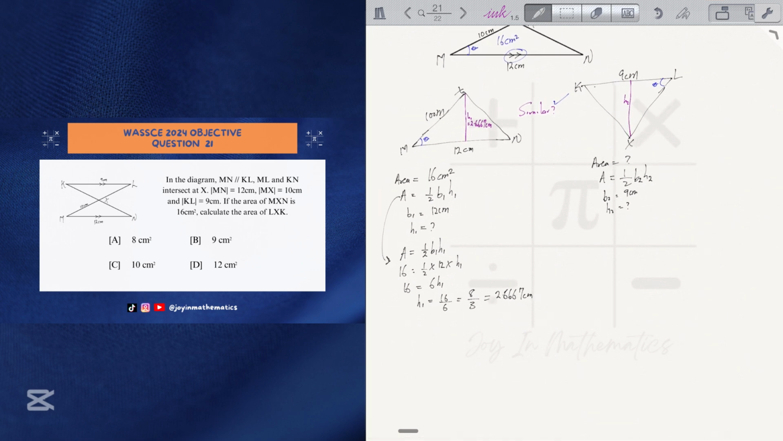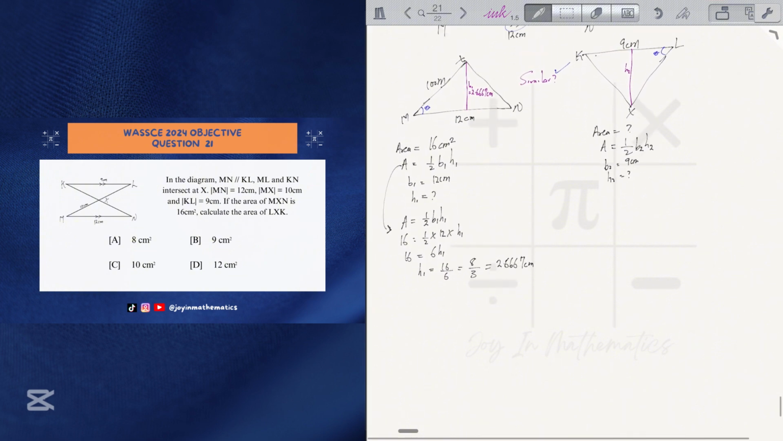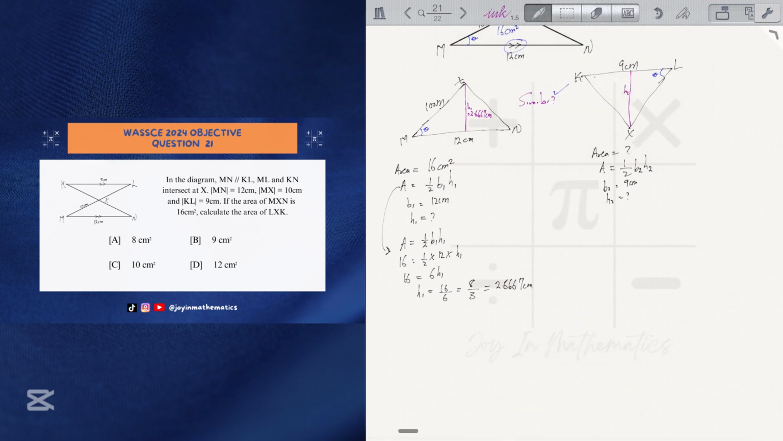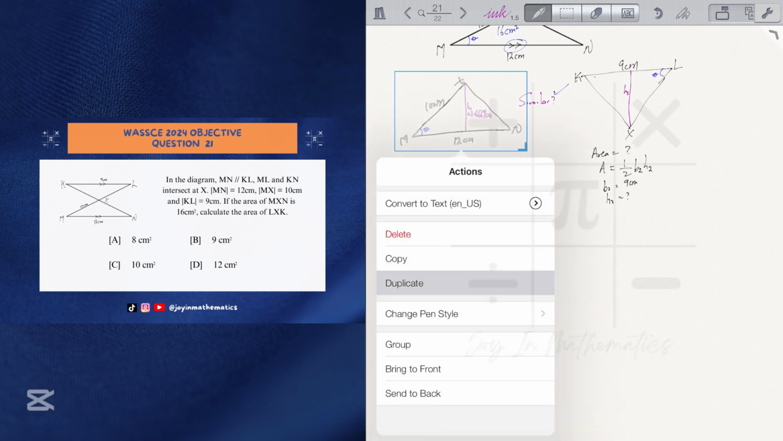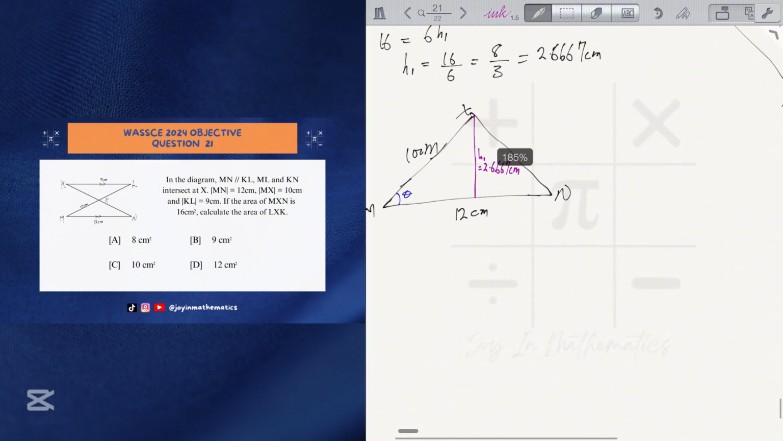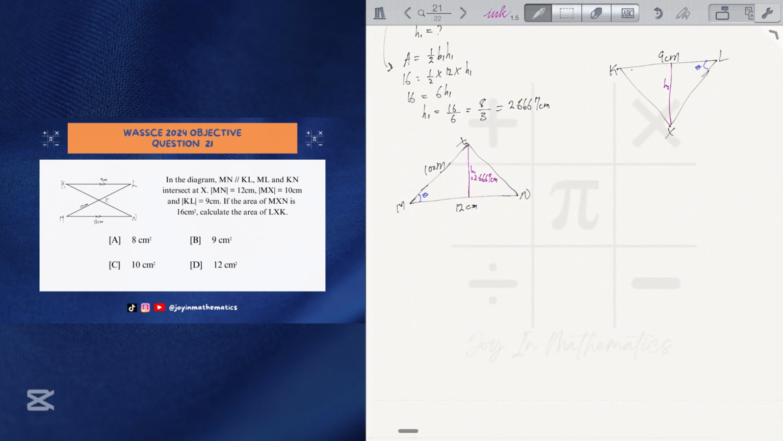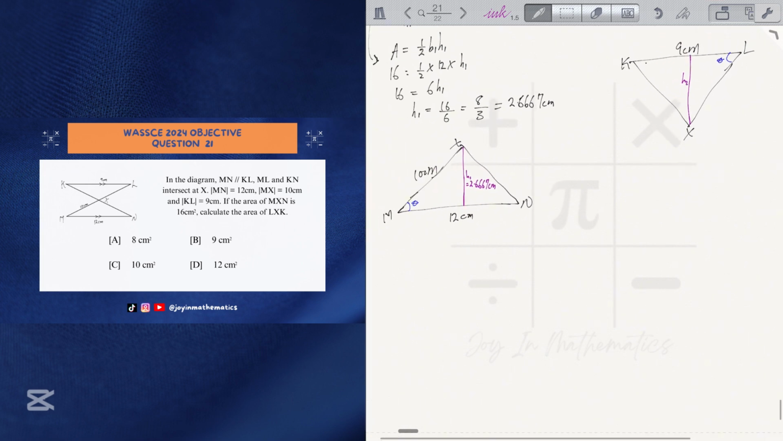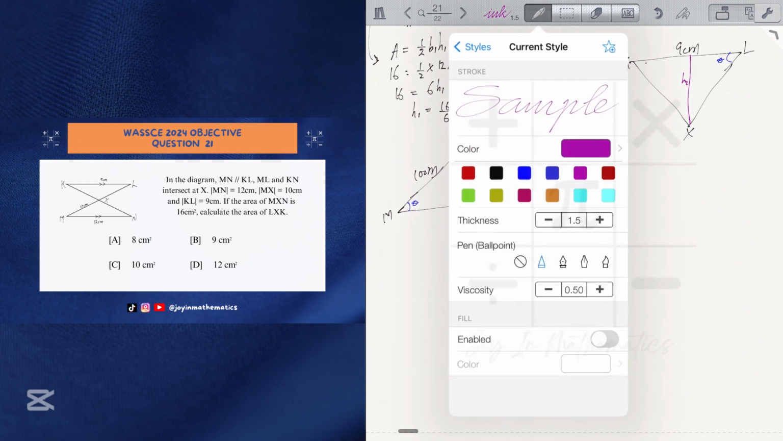Now once we evaluate H1, how do we evaluate H2 without going through any trigonometric functions or identities? All we have to do is apply similar triangles. To do that, we will duplicate this triangle for ease and bring it downwards. In the same vein, we will duplicate this other triangle and bring it downwards. Now, to make it more reasonable, let's turn this triangle upside down and redraw it.